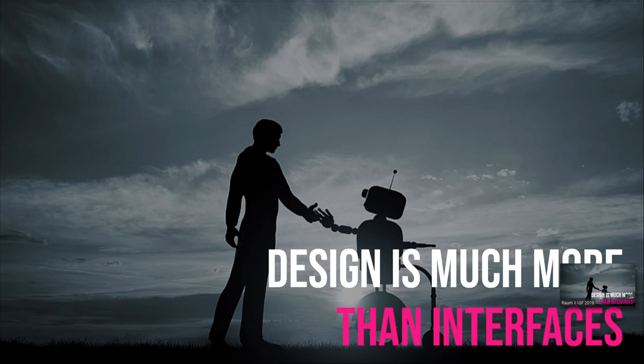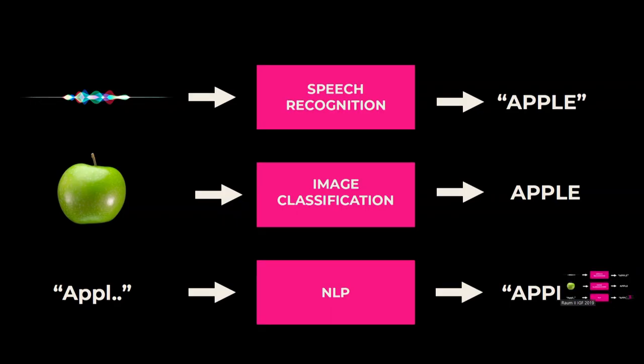And to start, I want to claim that design is much more than interface. Design is important during the whole process of an artificial intelligence project. And we need to start to break artificial intelligence down into some parts. There is no such thing as artificial intelligence. What we have today are different models specialized to do specific things.